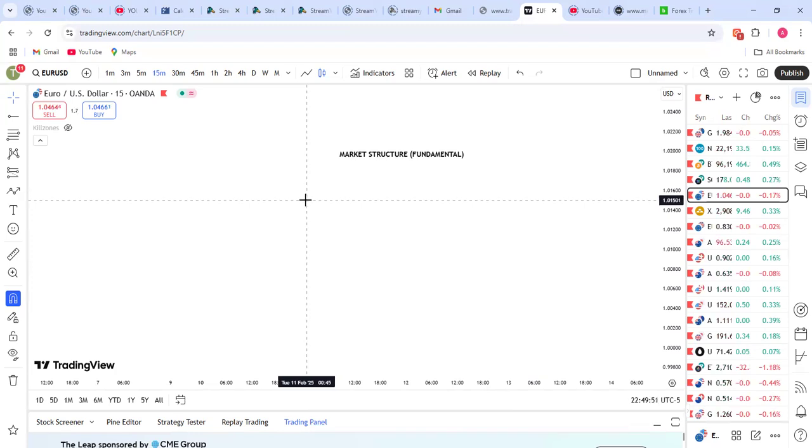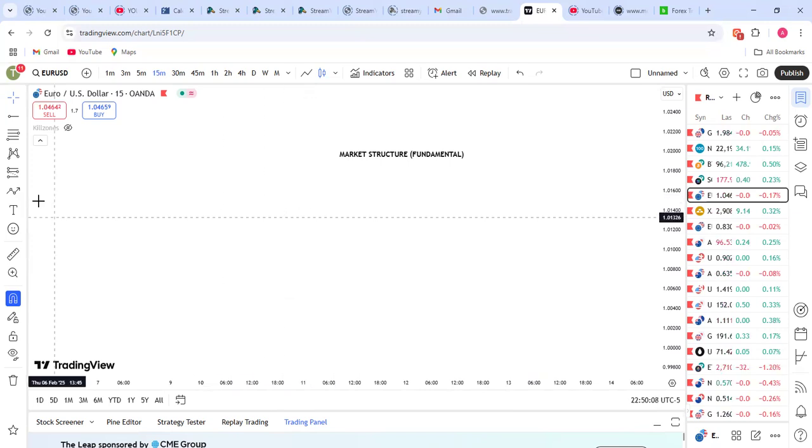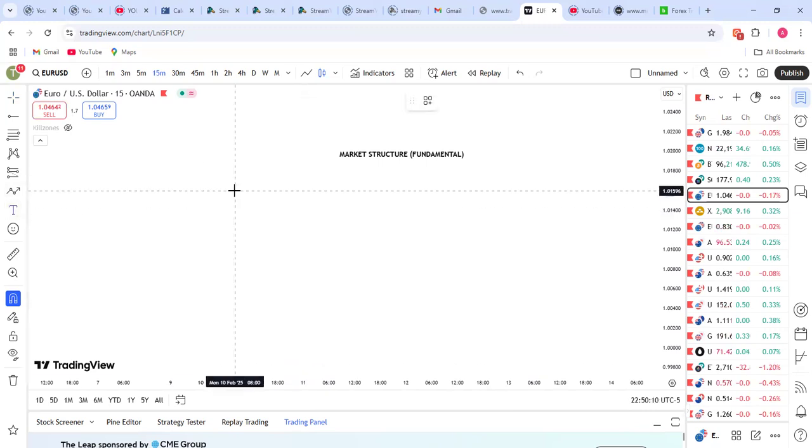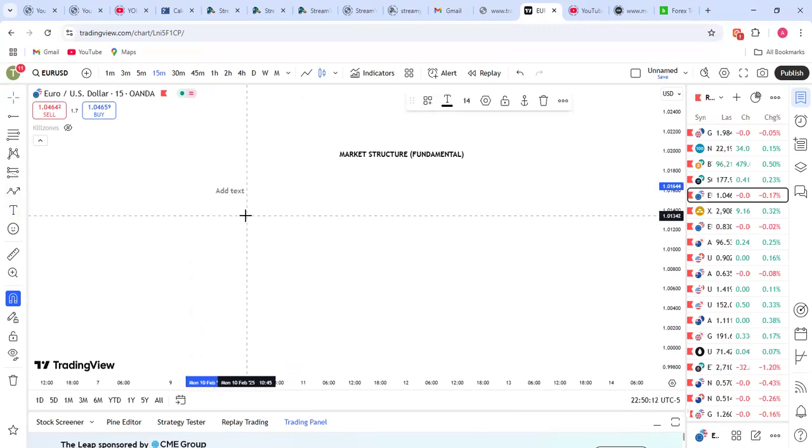And when we talk about market structure, what do we mean by market structure? Market structure is the way, just like the word implies, the way the market is structured. And for you to understand the way the market is structured, you need to understand the ways the market moves. There are three ways the market moves.